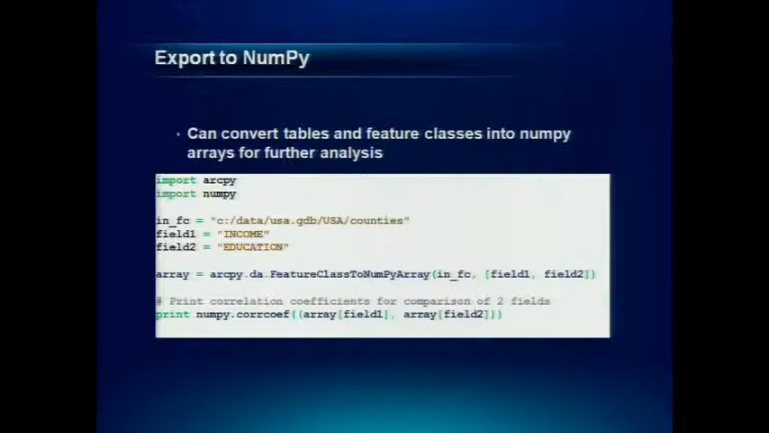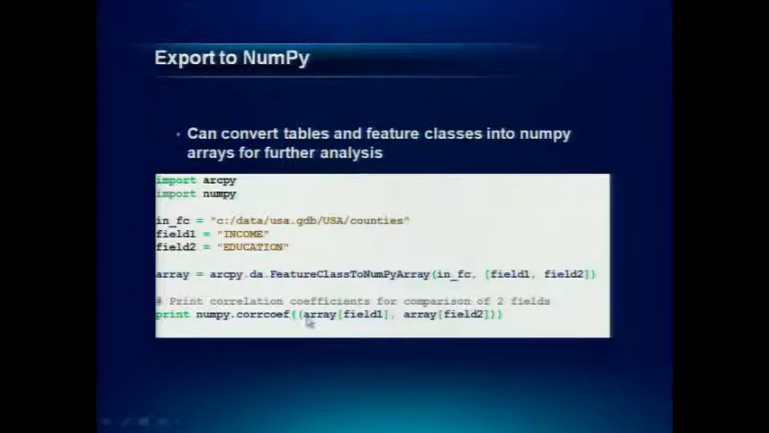So here's a simple example. In this example, I'm using the feature class to NumPy array, and I'm taking an input feature class, just counties here, and specifying a couple fields. You'll note that the structure of the feature class to NumPy array and the search cursor is actually pretty similar. The arguments are largely equivalent. So running feature class to NumPy array with 2 fields, and that generates this array.